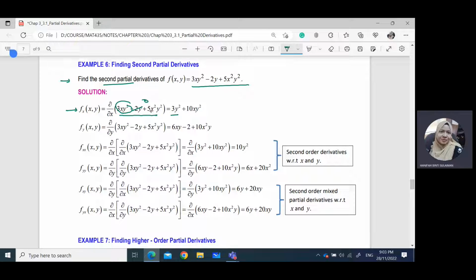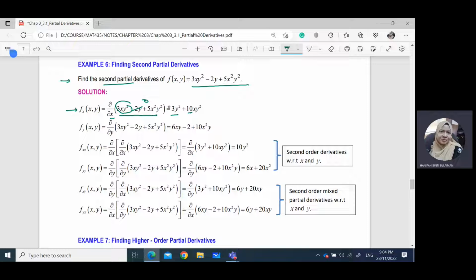And for the third term, we have 5x squared y. So differentiate with respect to x on 5x squared y, we have 10x. 2 times 5, we have 10. X to the power of 2 minus 1. Bila differentiate, power dia tolak 1, so kita akan dapat x and then y squared. So y squared is a constant. So bila multiply, constant tu still ada, cuma tambah tolak dia akan jadi kosong.